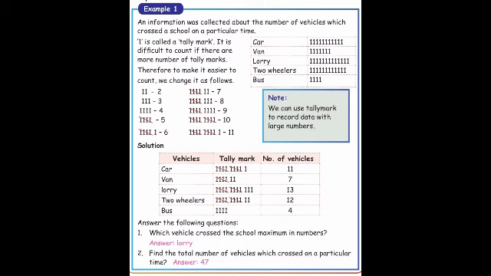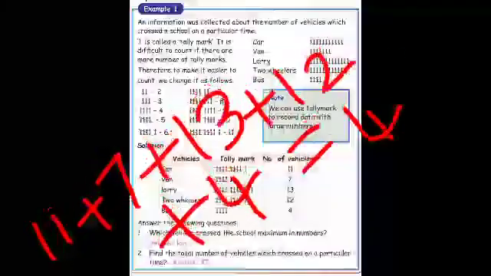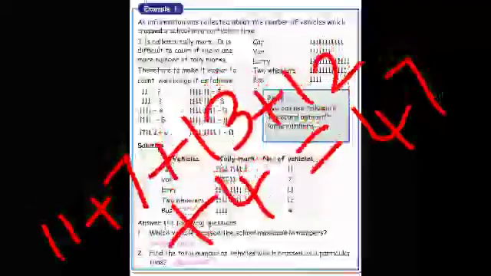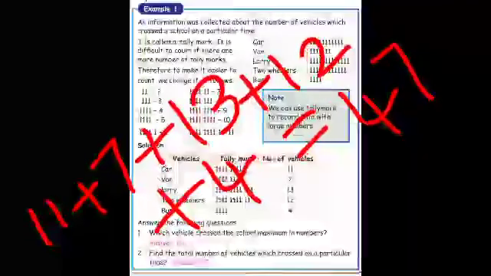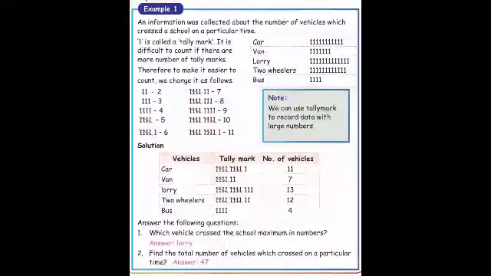The next question, find the total number of vehicles which is crossed on a particular time. On that time, how many number of vehicles are crossed? We should count it totally. So we should add all the numbers, which is 11 plus 7 plus 13 plus 12 plus 4, which is equal to 47. There are 47 vehicles which is crossed on a particular time.